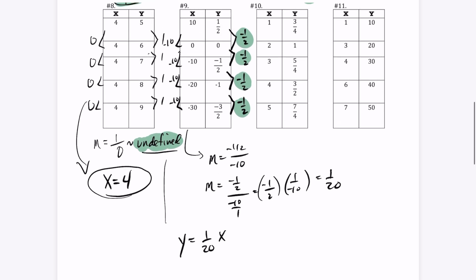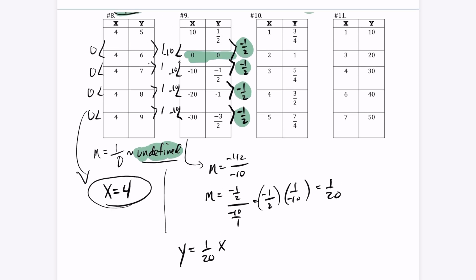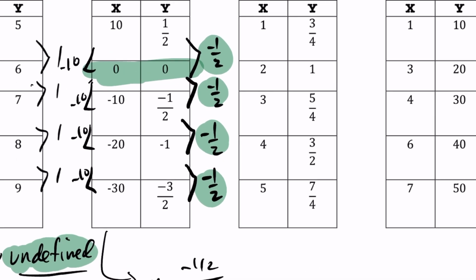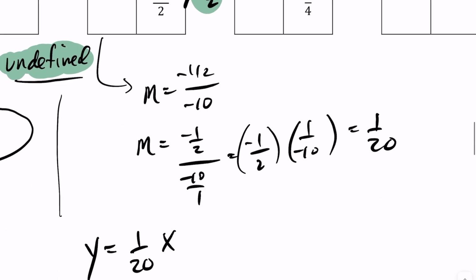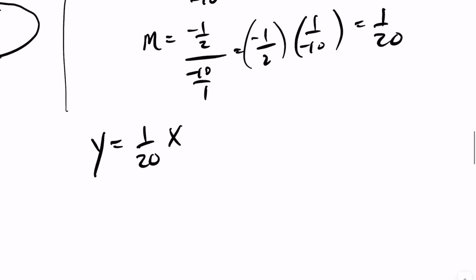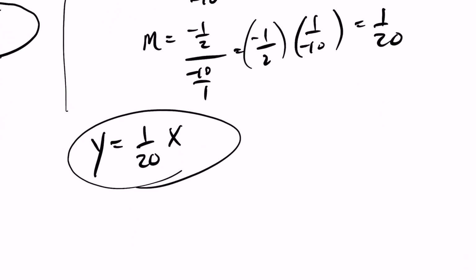Now I need to find my b value, and you take a look here. Your b value is sitting right here. When x is 0, my y value is 0, so my b value is also 0 here. So again, you can put 1 over 20x plus 0, or just the 1 over 20x, and we are done.